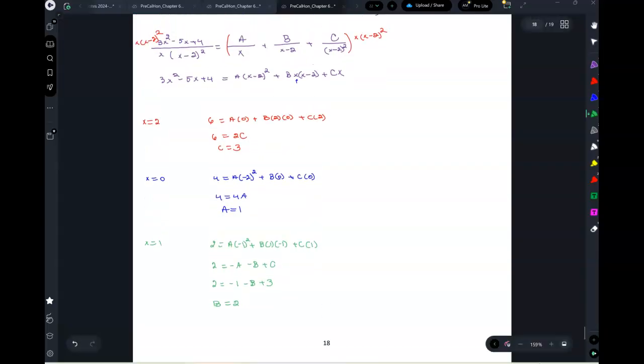What I have now is A, 1 over x, plus B, 2 over x minus 2, plus C, 3 over x minus 2 squared. And no, I did not choose those because it was 1, 2, 3. But there you have it. Yay! Moving right along.